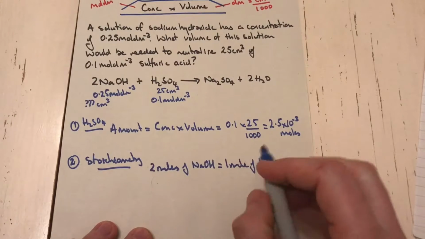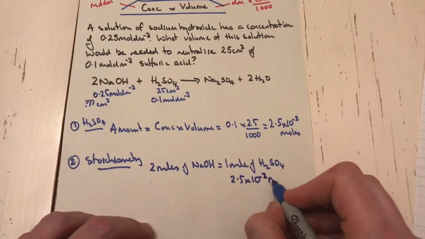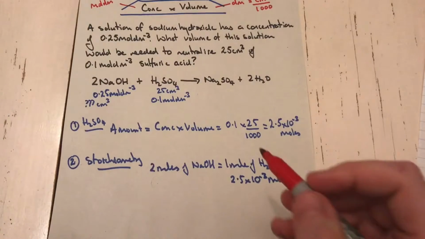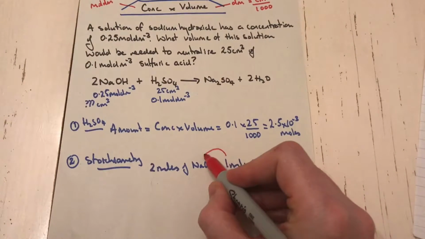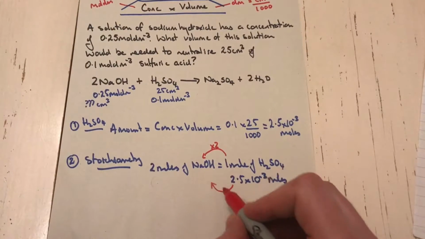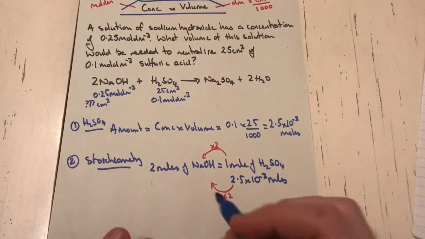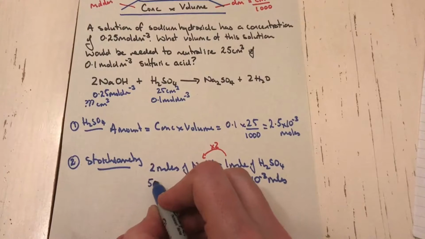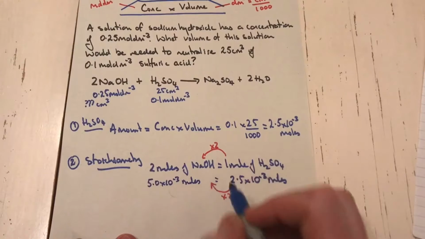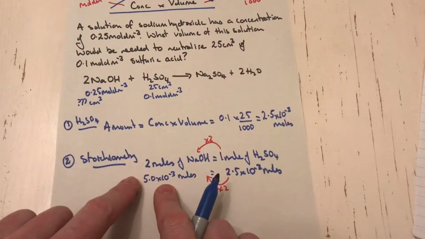This is how many moles of sulfuric acid I've got, so let's bring that down here. I've got 2.5 times 10 to the minus 3 moles from my calculation. Let's just be careful and think about this. How do I get from here to here? It's a ratio of times by 2. Therefore, I have to do the same with this. I have to double this many moles to get the right number of moles of sodium hydroxide. If I do that, I get 5.0 times 10 to the minus 3 moles. That's just using stoichiometry to work out the moles of the sodium hydroxide.